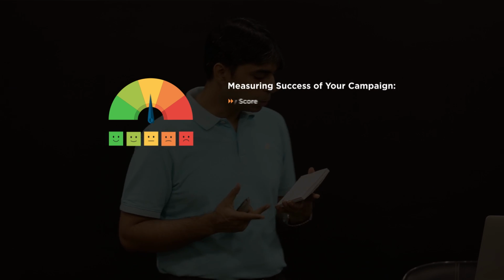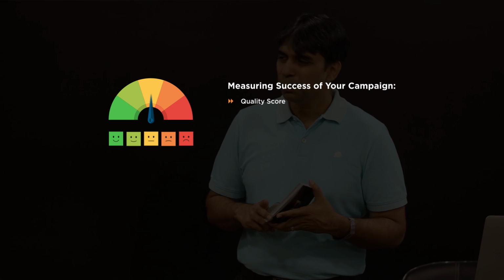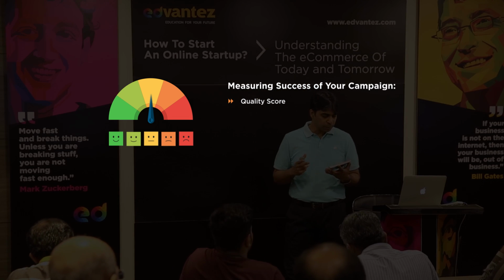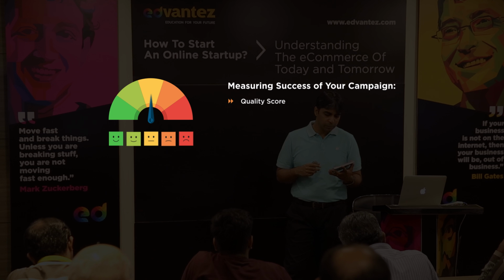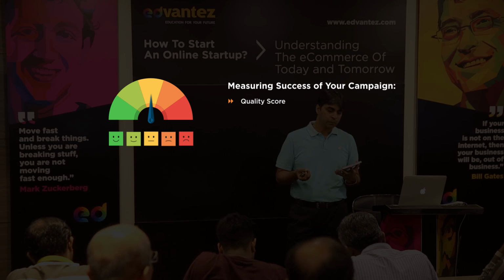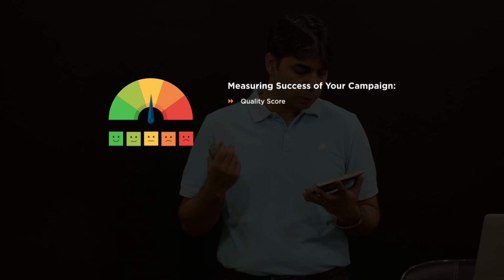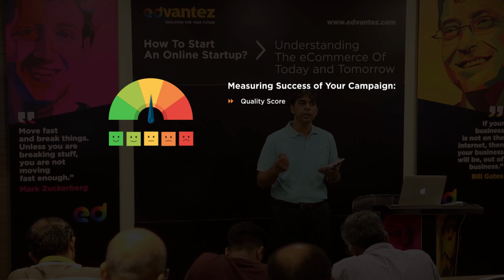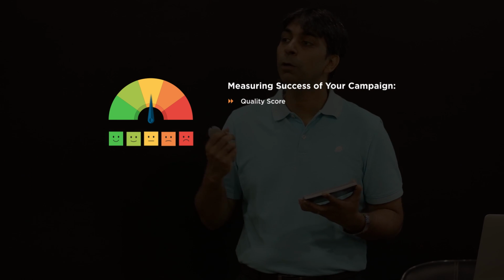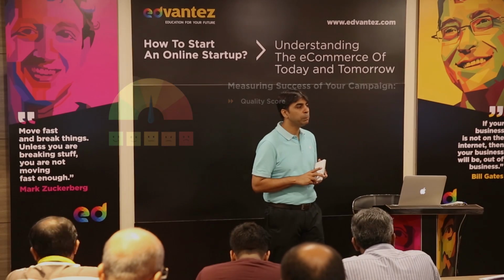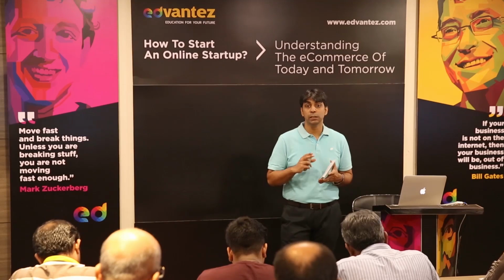First thing is called a quality score. This is what Google gives you. This has many factors that they consider, right? They look at your click-through rate, they look at the relevance of the keyword to the search, and then they look at the quality of the landing page to give you a quality score. This is a very important score. Okay? This is your first factor to know how successful your campaign was. What is the score you got from Google?